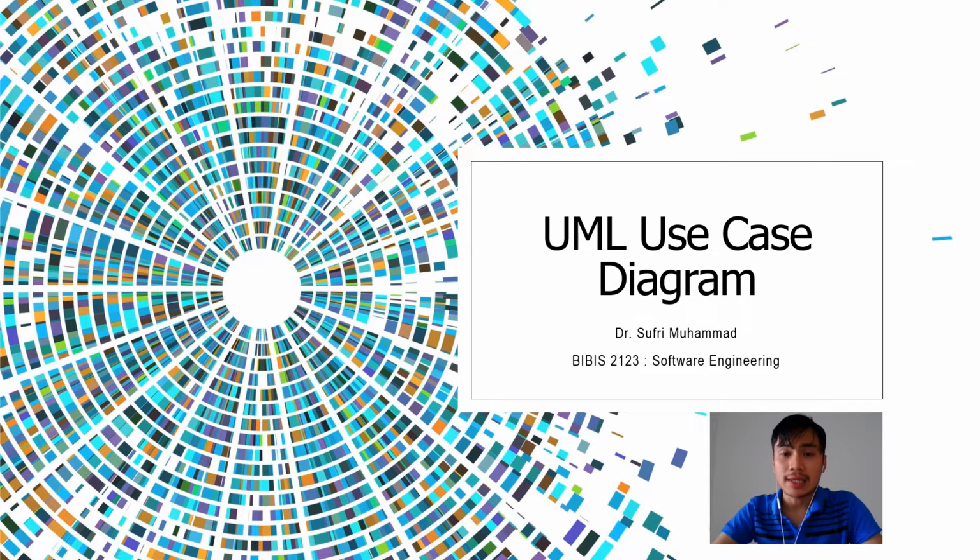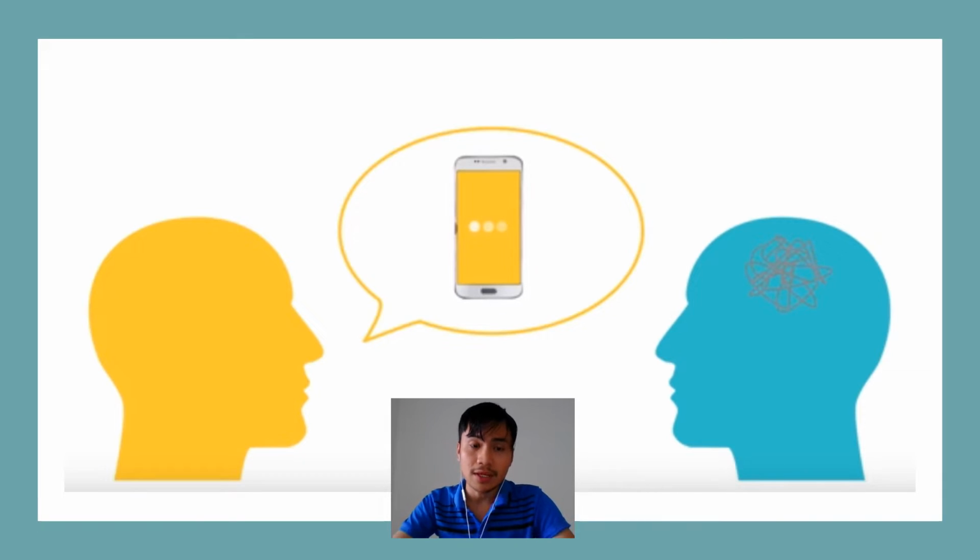So in today's lesson, we learn the UML use case diagram. UML means Unified Modeling Language, right? So Unified Modeling Language consists of 14 or 13 diagrams. So use case is one of the diagrams in the UML, right? So what is the importance of the use case? The importance of the use case is this one, right?